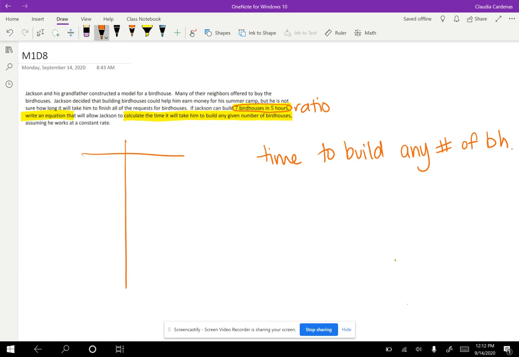But in this case, it does matter because the question is telling us which one is specifically dependent on the other. So let's read it closely. Jackson wants an equation to calculate how much time it will take him to build any number of birdhouses. Okay, so if that's the case, we're going to pause and think about which one would be the independent, which one would be the dependent, and how do we know?